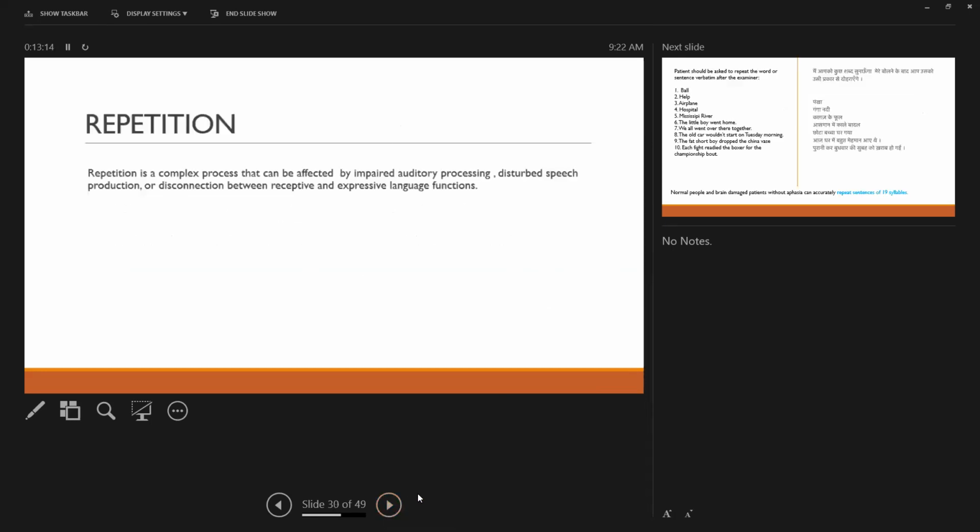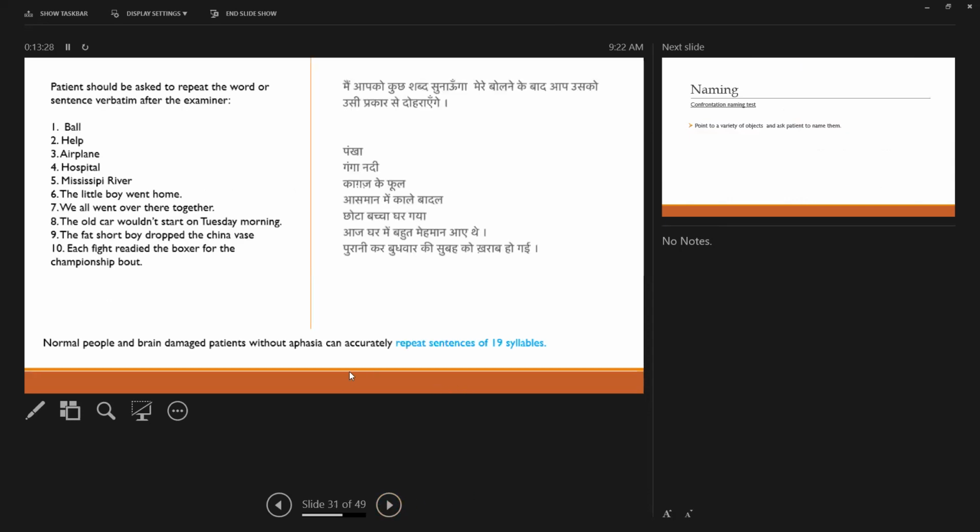Then is repetition. Repetition is a complex process that can be affected by impaired auditory processing, disturbed speech production, or disconnection between receptive and expressive language functions. To check for repetition, we will ask the patient to repeat words or sentences verbatim after the examiner. For example, we will ask the patient to repeat words, starting from simple words and going to complex sentences. Normal people and brain damaged patients without aphasia can accurately repeat up to 19 syllables.